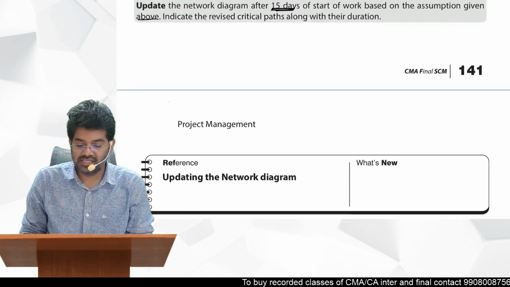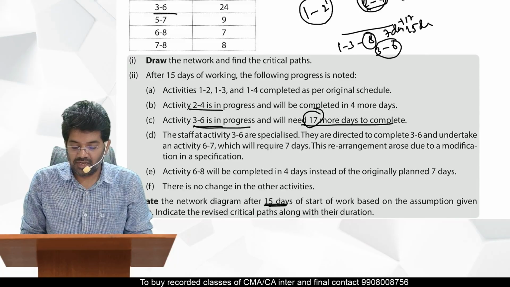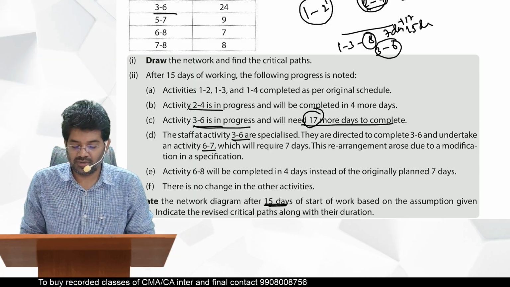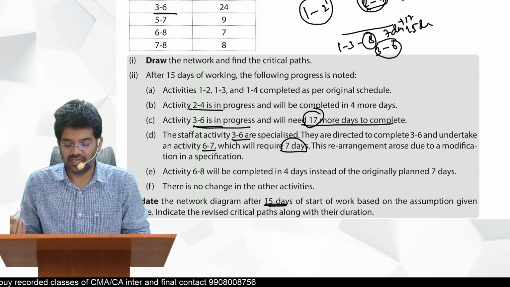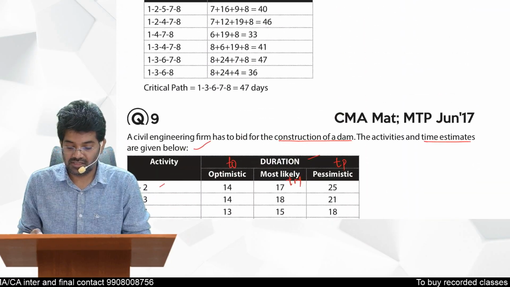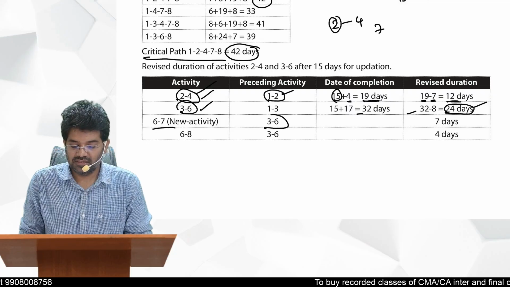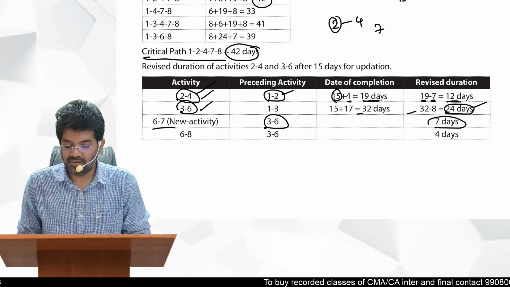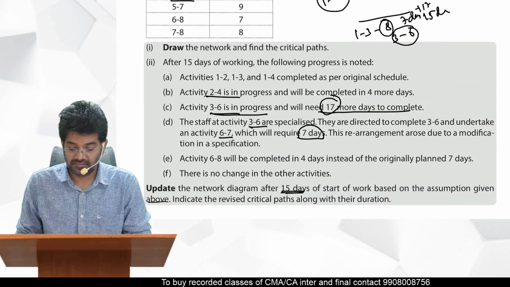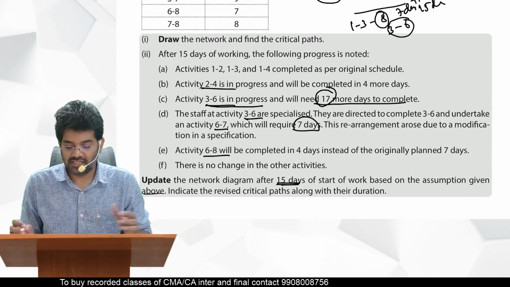Now next one is, what else they have given? 3 to 6 activity people have shifted to another activity, new activity started. What is the new activity? 6 to 7. What is the duration for that? 7. So new activity, that is 6 to 7. For this how many days are required? 7 days are required. And 6 to 8 instead of 4 days you should take 7 days. That's it. That is the update.